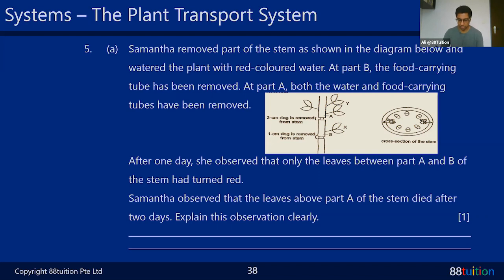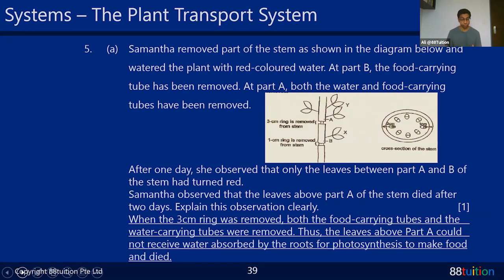So please take note. Samantha observed that the leaves above part A died after 2 days. Explain this observation clearly. This part died. That means they did not receive water or food. Why? Because you cut away 3 cm. Basically, you are cutting away water and cutting away food. So that's why you have to tell the answer. When the 3 cm was removed, both the food carrying tubes and the water carrying tubes were removed. Therefore, the leaves above part A cannot receive water from the roots for photosynthesis to make food, and therefore they will die. Very nice answer.